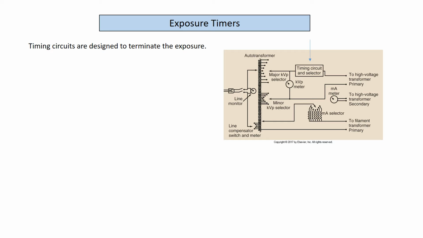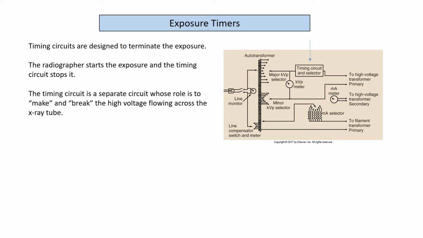and the step-up transformer. Why do we have a timing circuit? A timing circuit is there to terminate the exposure. Remember, when you take the X-ray, you push the button down to start the exposure, but you don't have to lift your finger back up in order to stop the exposure. That's accomplished through the timing circuit. So the radiographer starts the exposure and the timing circuit is there to end it or stop it.